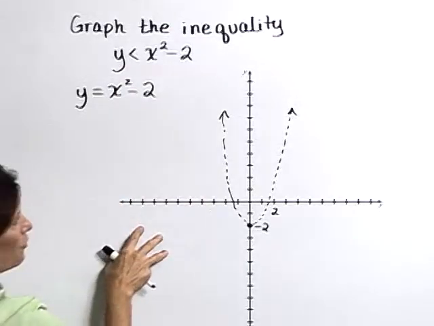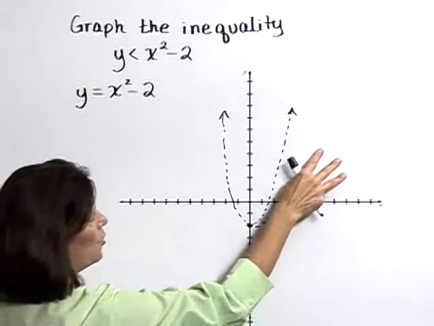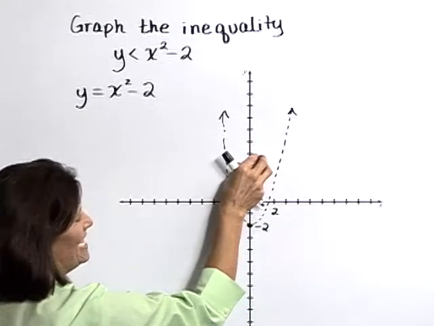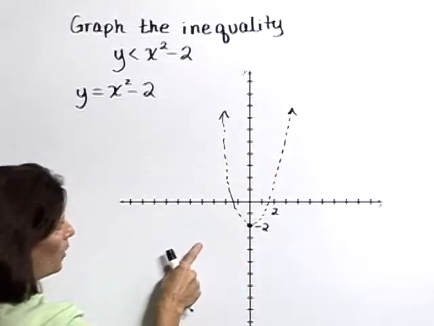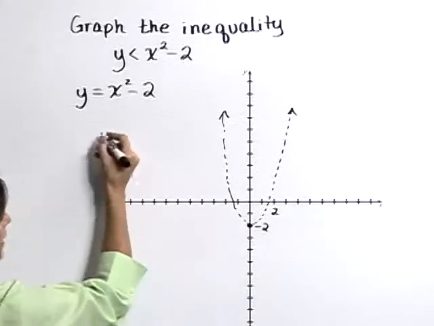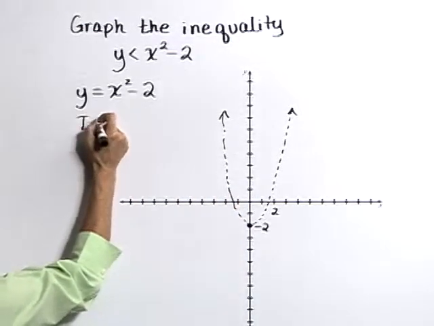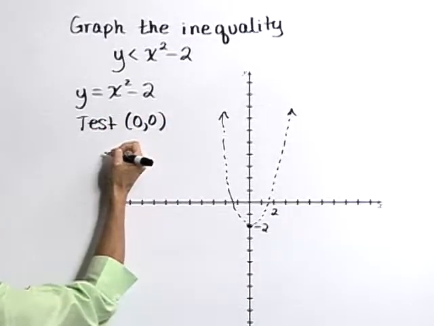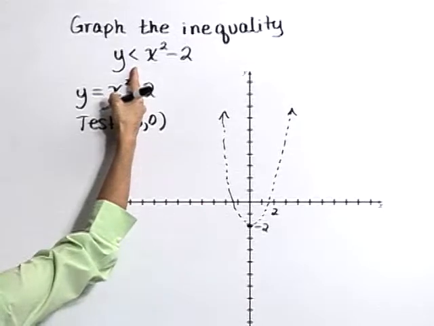Now, our solution region is going to either be below this parabola or above it. You might think of that as inside it. Let's choose a test point to determine which. I'm going to choose the origin as a test point. So let's test the point (0, 0) in our inequality statement.